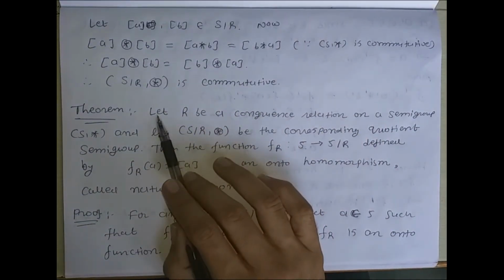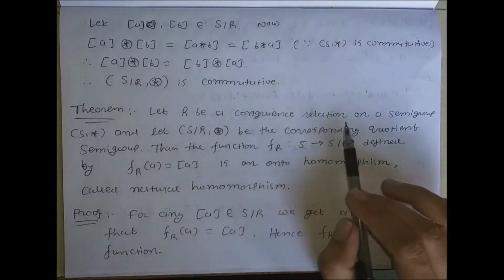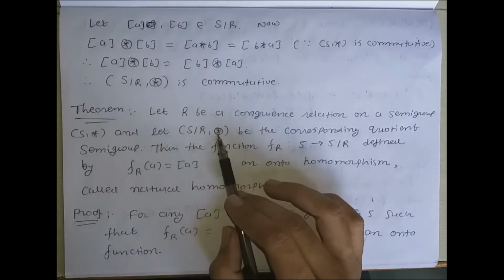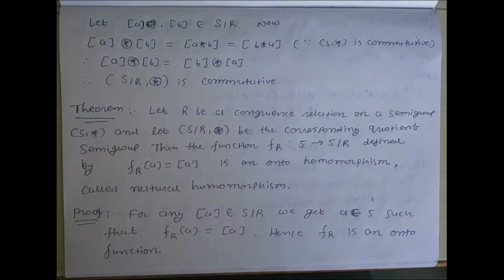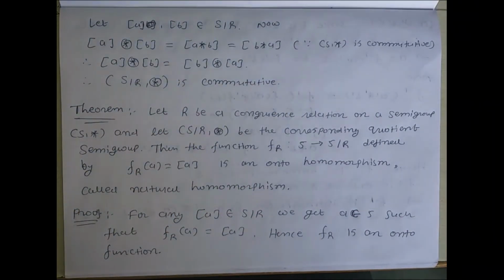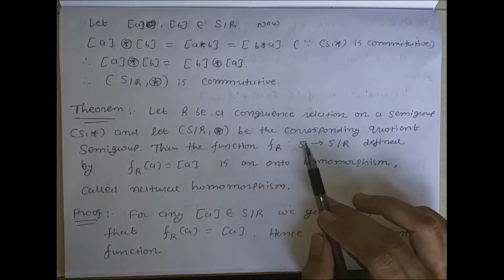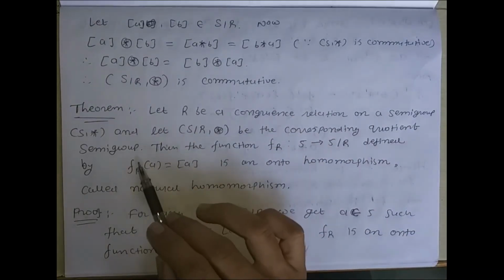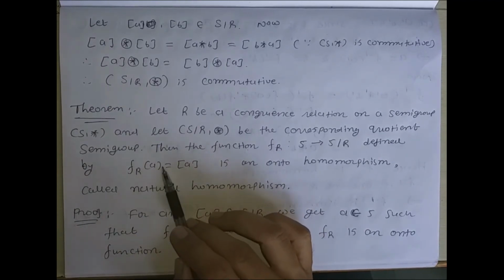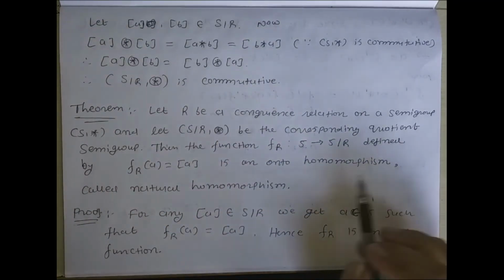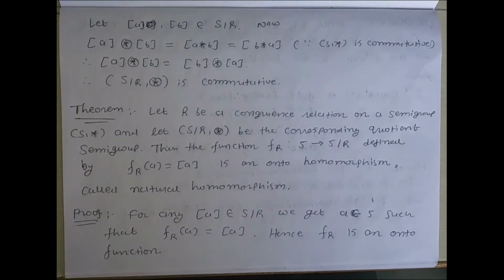Now the next theorem: let R be a congruence relation on a semigroup S star, and let S quotient R with ring star be the corresponding quotient semigroup. Okay, we are given a congruence relation, a semigroup S star and the quotient semigroup S quotient R. Then the function FR from S to S quotient R defined by FR of A equal to equivalence class of A is an onto homomorphism called the natural homomorphism. This homomorphism is called the natural homomorphism.